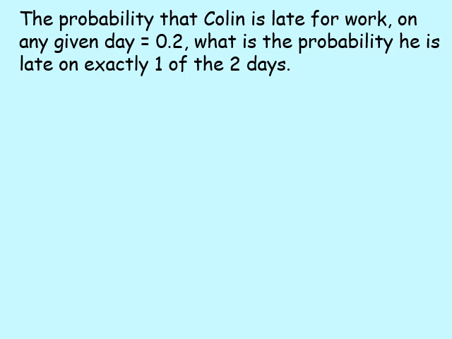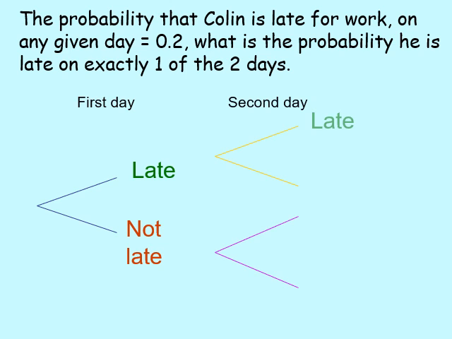Okay, so I'd like you to have a go at this question. The probability that Colin is late for work on any given day is 0.2. What is the probability he is late on exactly one of those 2 days? So I'm going to draw out the tree diagram for you. We've got late or not late, and we've got late, not late, late, not late, and we've got that 0.2 there.